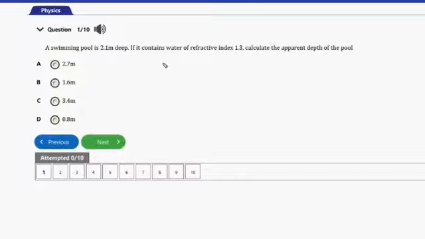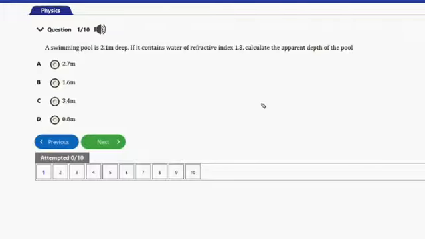So we know that refractive index is equal to real depth over apparent depth. In this case, the real depth is 2.1, and the refractive index is given as 1.3, but we don't have the apparent depth, so we make this the subject of the equation, where the apparent depth becomes real depth over refractive index. So that will be 2.1 over 1.3. If we divide this, we'll have 1.6. So the answer to this question is option B, 1.6 meters. And that's it for this question.